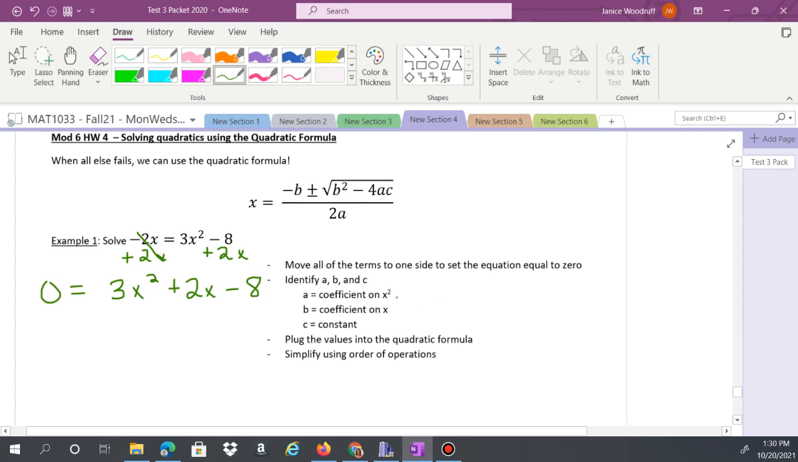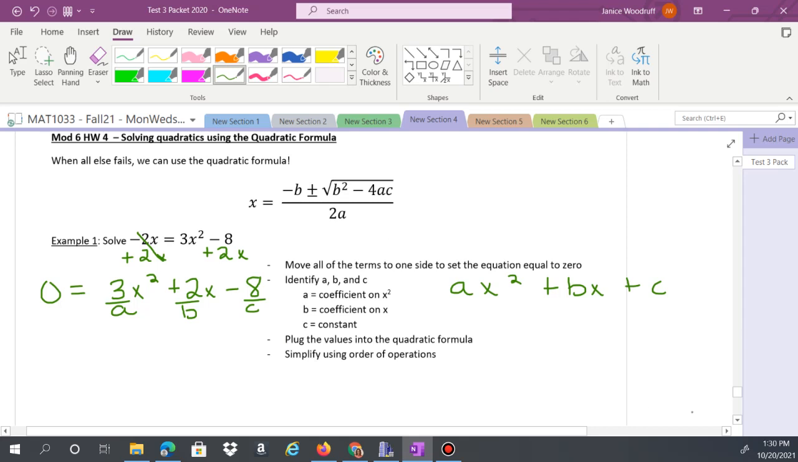Now, the coefficient on x squared is a. So it's in this form here: ax squared plus bx plus c. b is the coefficient on just the x term. c is the one by itself, the constant. So what I'll do here is I'll just draw a line underneath a, b, and c. And you do want to pull positive or negative from those.